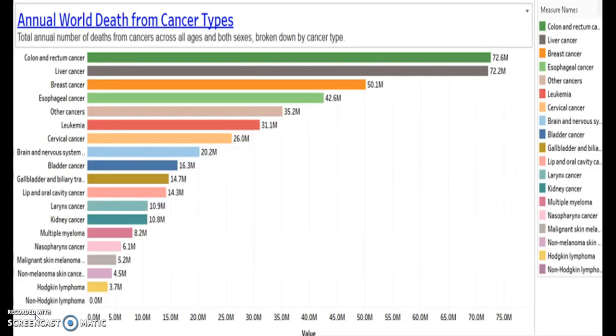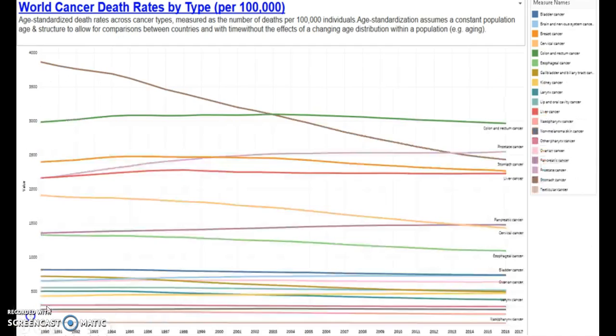The annual world death from cancer type, the top rank is colon and rectum cancer, coming in at 72.6 million, followed by liver cancer and breast cancer. This is the world cancer death rates by type per 100,000 individuals. Here we see colon and rectum have kind of decreased. Then this one here decreased a lot, which is stomach cancer. Prostate cancer rose.